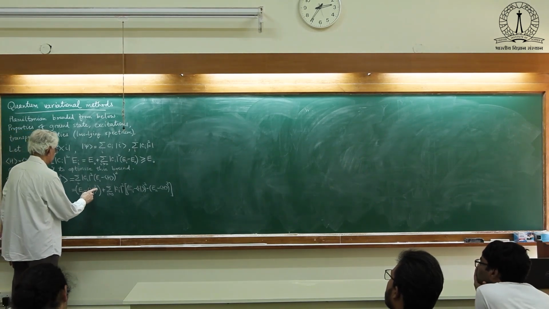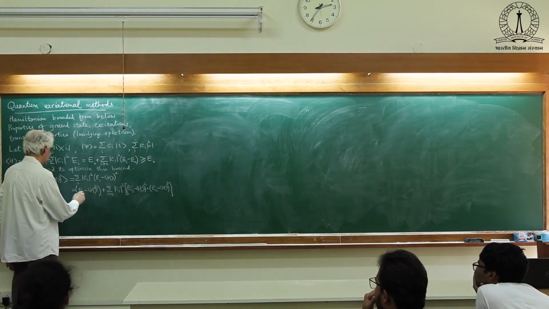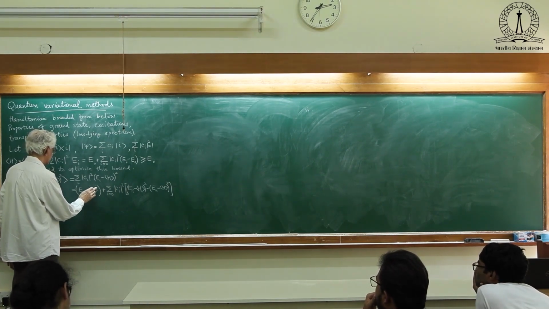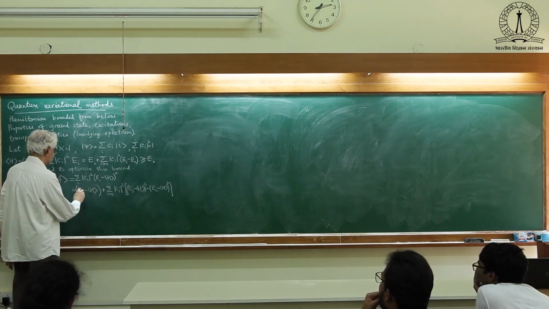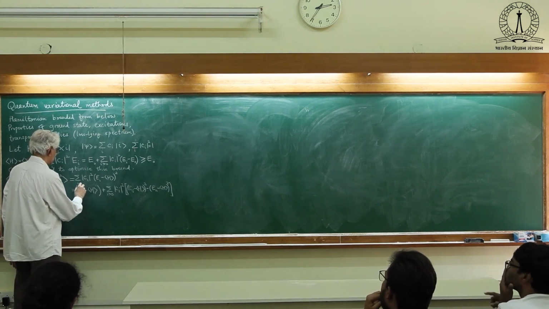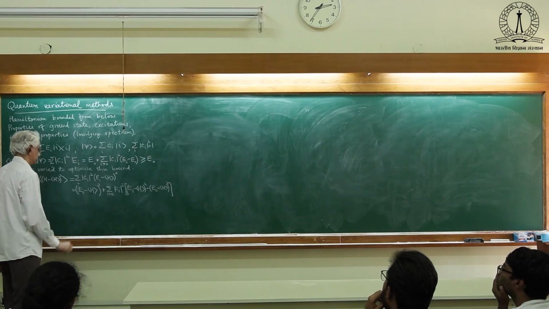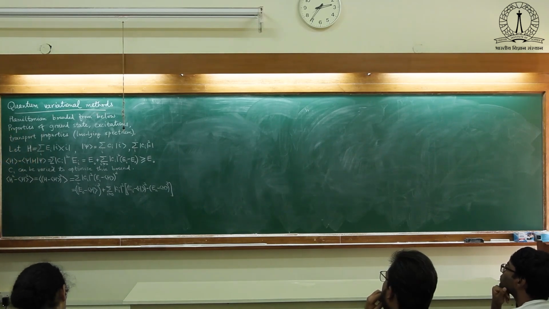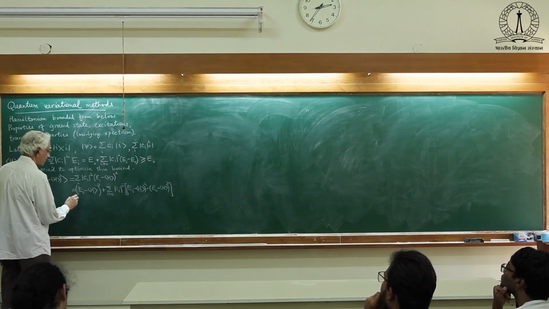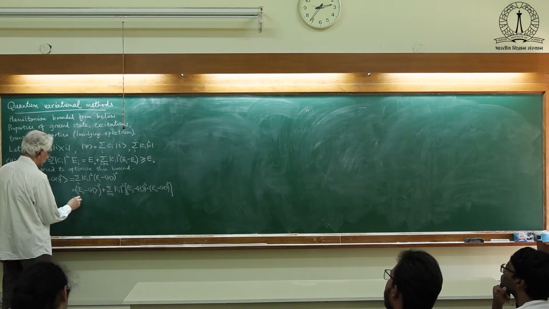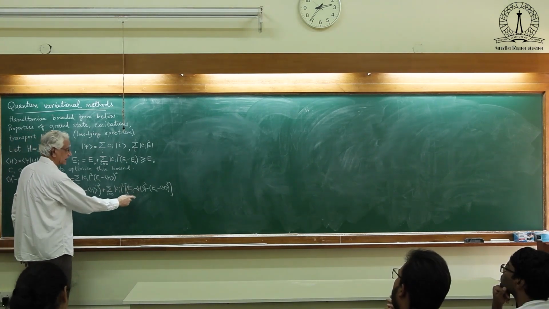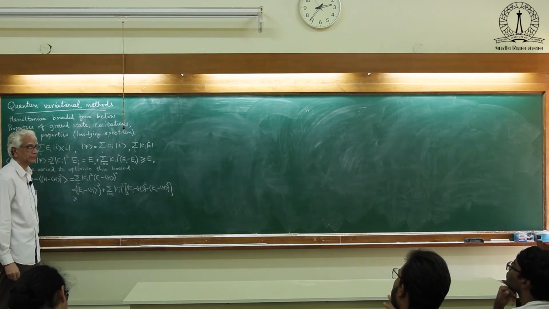And where does it go? It's a square outside. So I can rewrite this as again an inequality provided the second term is positive.